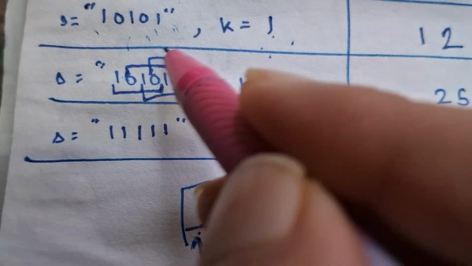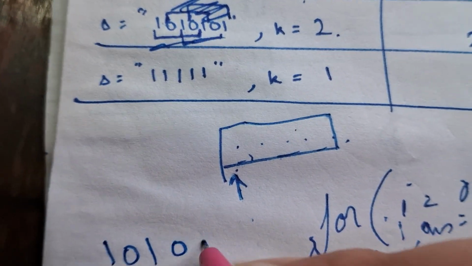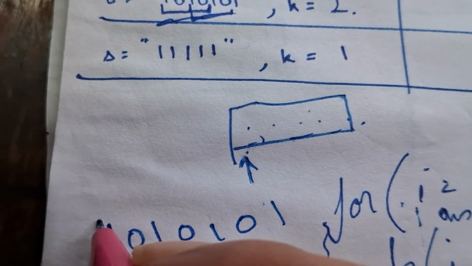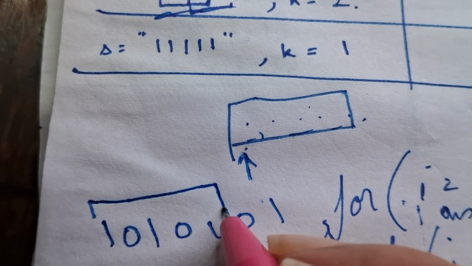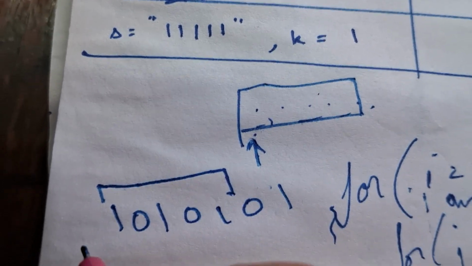I made a mistake, so this is not going to be this. Let me rewrite it: 1 0 1 0 1 0 1. So for this whole thing is going to be the maximum string, right? Because after this comes over here, then it's the only problem that we face.